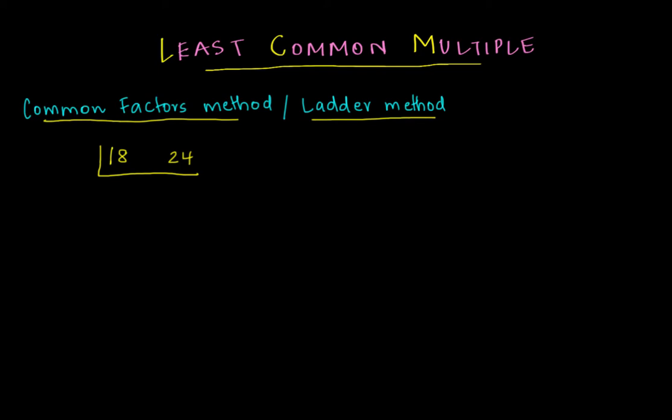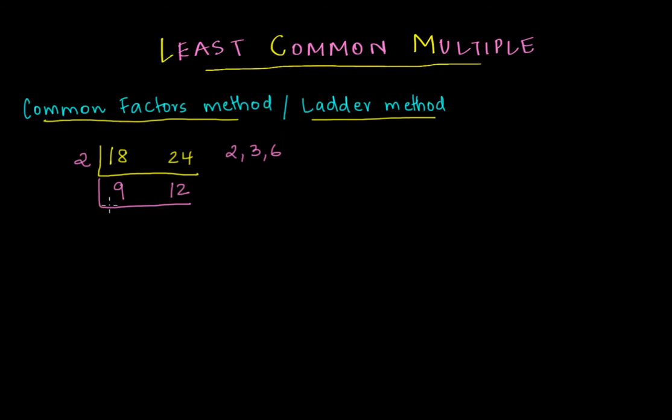I can think of at least three numbers that are common to both 18 and 24, and that's 2, 3, and 6. And I can start with any of these factors. So let me start with 2. And if I factor out the 2, I am left with 9 here, and I'm left with 12 here.